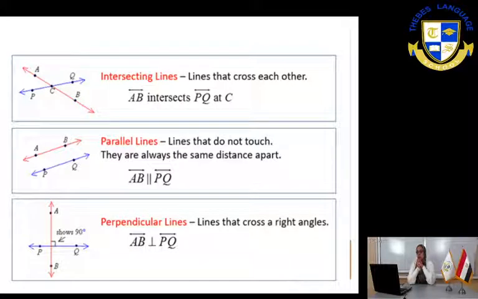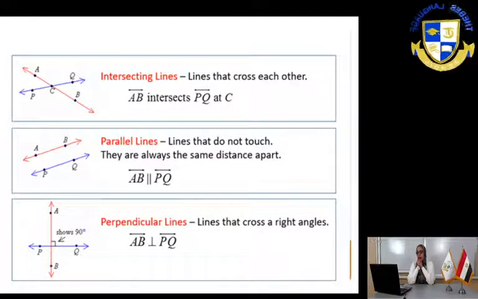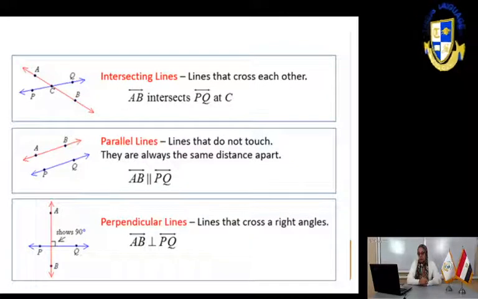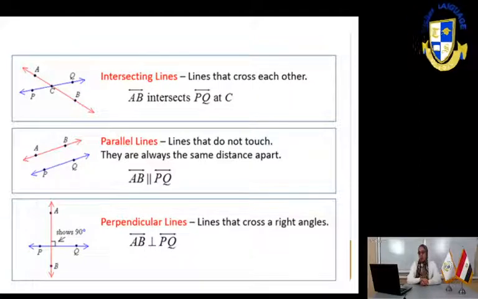The last straight lines will be perpendicular lines. Now, in this figure, we can say AB is perpendicular to PQ and they form four angles. All of them are right angles and they have just one intersection point.